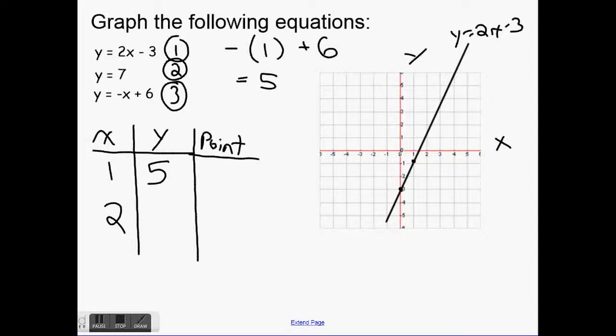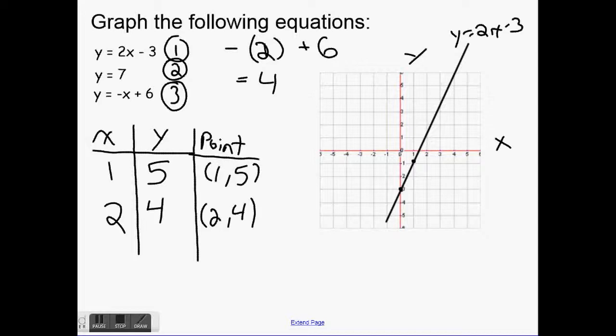Okay? So then I pick x equals 2. So I change this to 2 now. So minus 2 plus 6 is 4. So my y value is 4. So my point is 1, 5. 1 for x, 5 for y. And my point here is 2, 4. 2 for x, 4 for y.